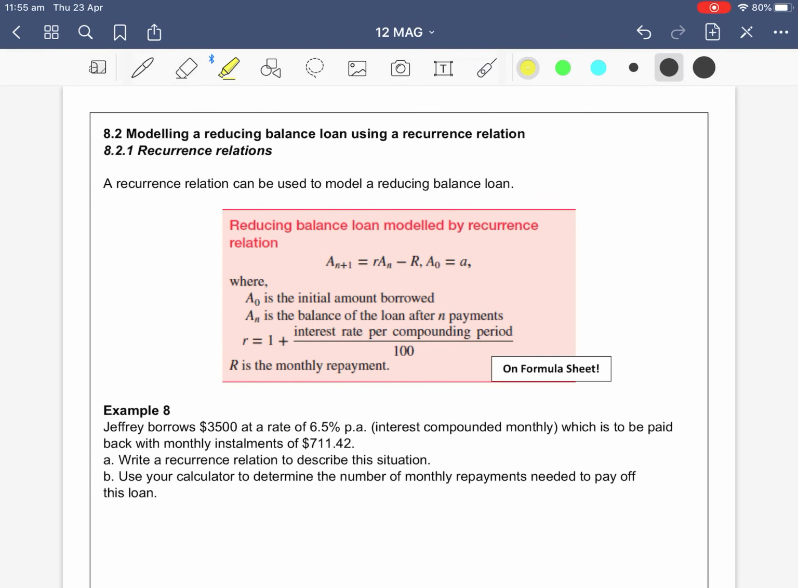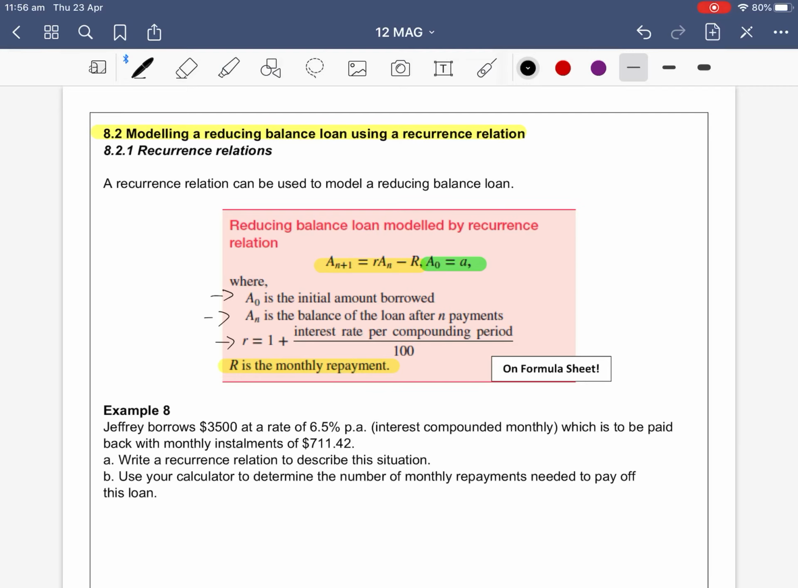So, if we think back to our recurrence relationships from earlier, we had A N plus 1 equals R A N, but a relationship can be written to model a reducing balance loan. And this is what it looks like. We say A N plus 1 equals R A N, minus capital R, where that capital R is the monthly repayment. We still need to make sure we state that A naught equals A at the very beginning. And our other variables are exactly the same. So R is the same as lesson 1 last week. So is A naught, so is A N. Those definitions have not changed.